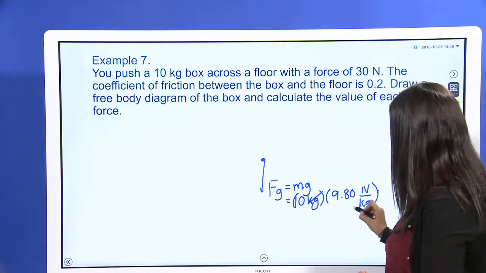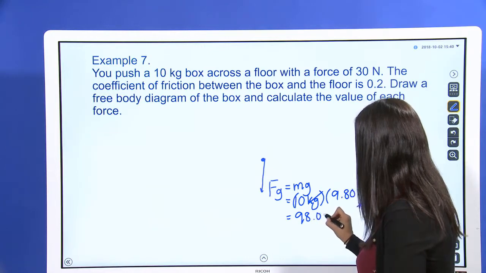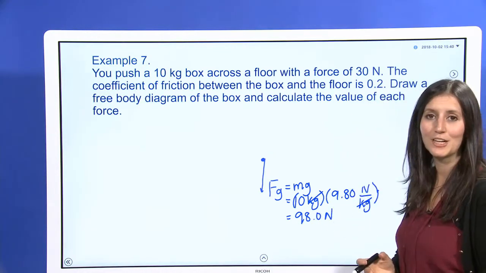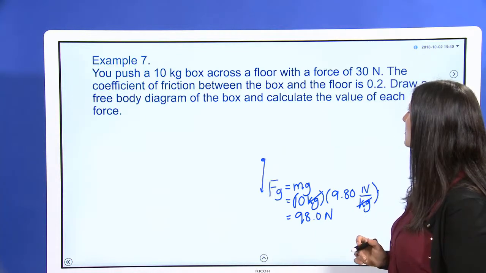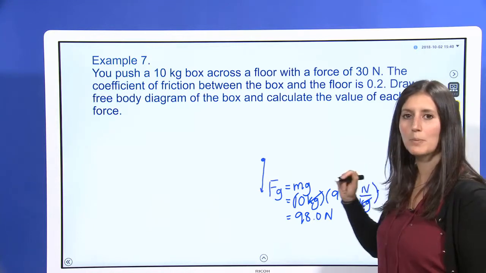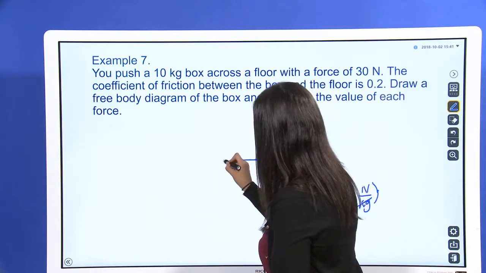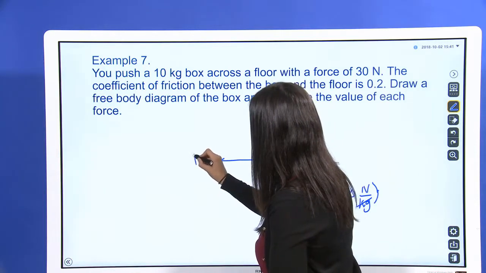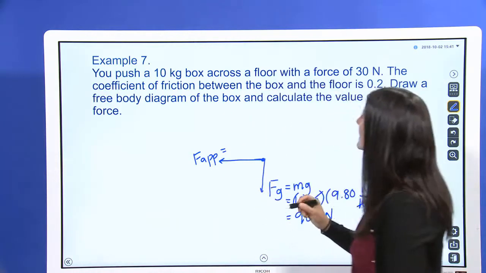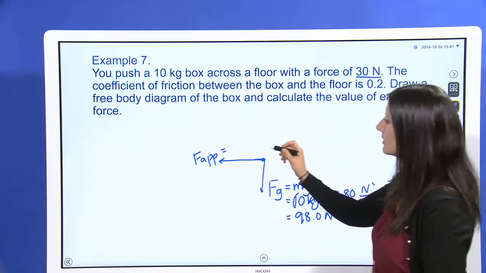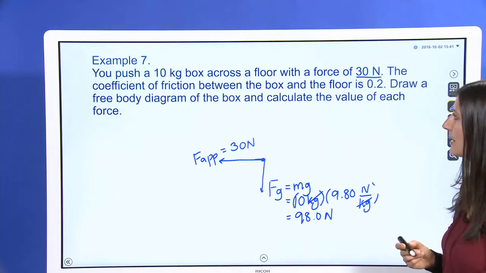My kilograms cancel out, and I end up with 98.0 newtons, just like my 10 kilogram dog. Okay, so it's being pushed across the floor with a force of 30 newtons. So I'm pushing the object. I'm going to assume I'm pushing it this way, and I'm going to call this my force applied, and it's equal to 30 newtons. So that's my F applied.